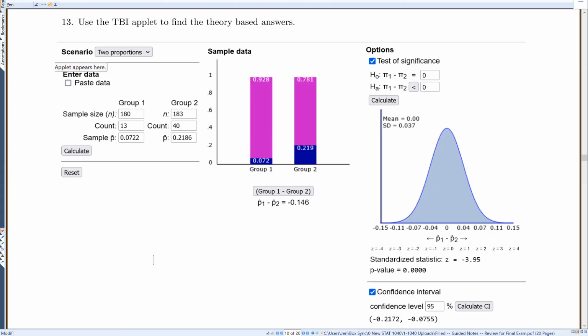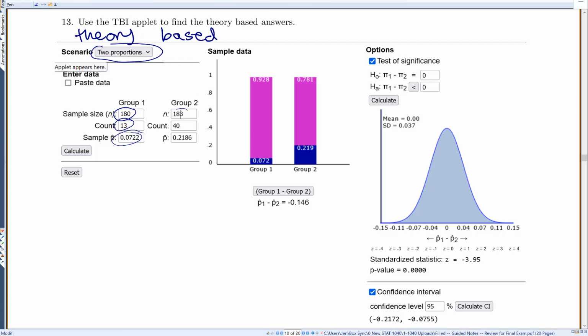And just to show you, how could you use our theory-based inference applet? So in our theory-based inference applet, let's find our theory-based numbers. We put it in, we have to do 2 proportions. Group 1, you say there's 180 total and 13 yeses. This one's nice because you don't have to put in the failures, that 167 people that didn't get it. And it will calculate the sample proportion for you.